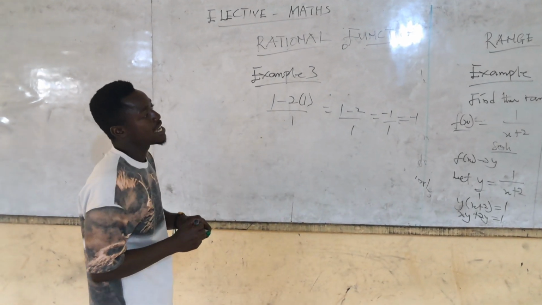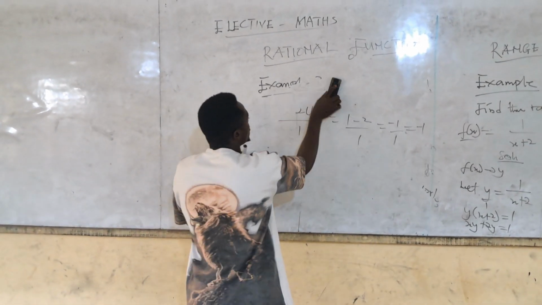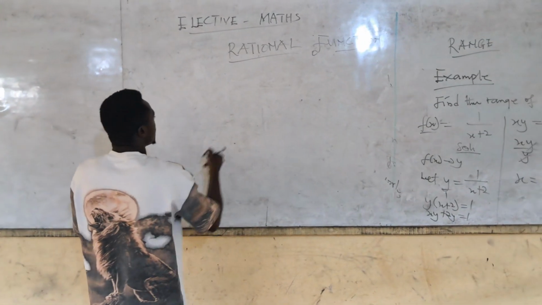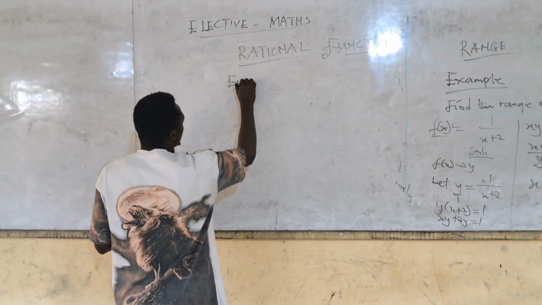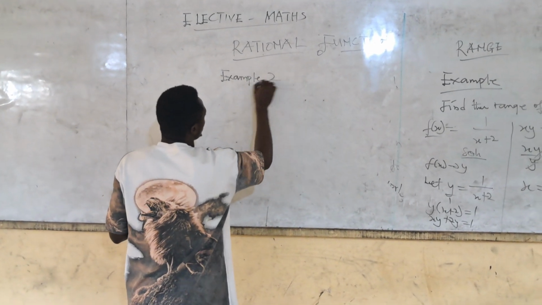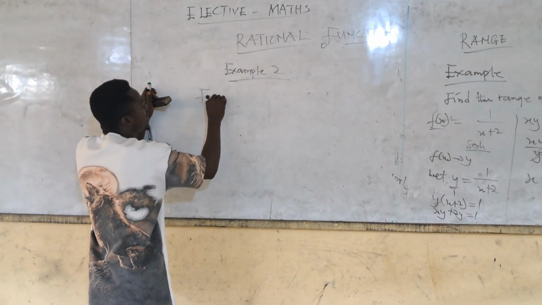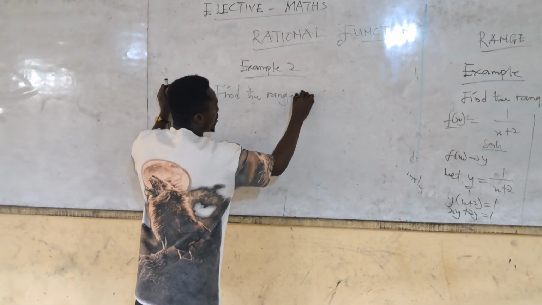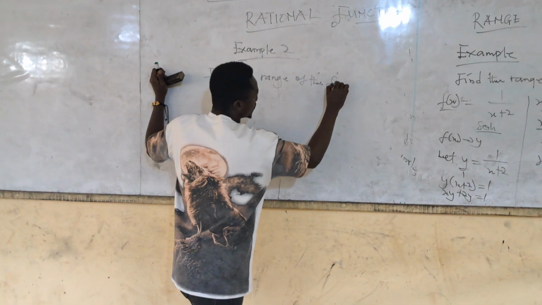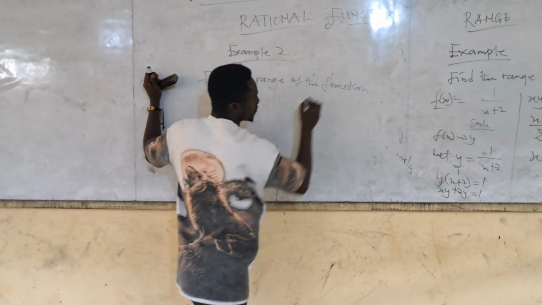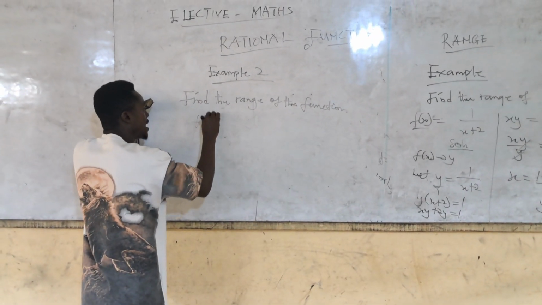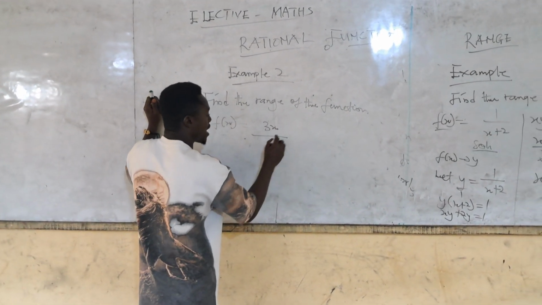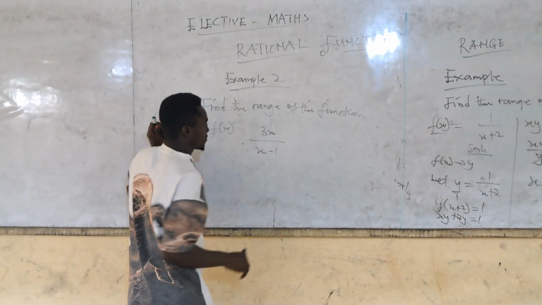Let's take one more example, example 2. Find the range of the function f of x equals 3x over x minus 1.